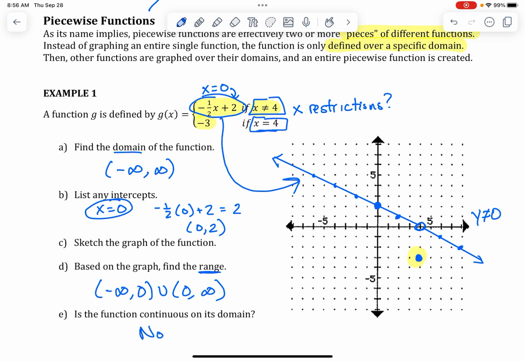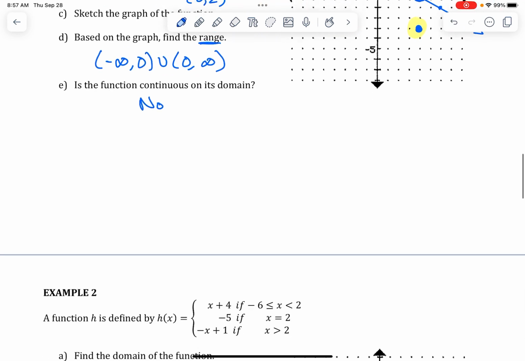But hopefully graphing these isn't too bad. You're just graphing a piece of each of the functions and stopping when the domain tells you to. So let's do another, maybe a little bit more complicated example, and you can hopefully drive this point home.